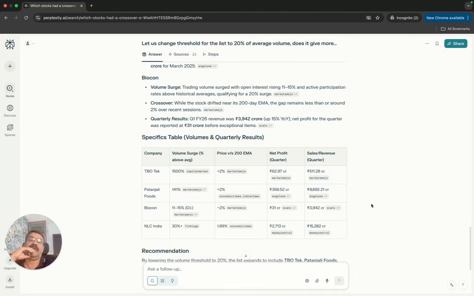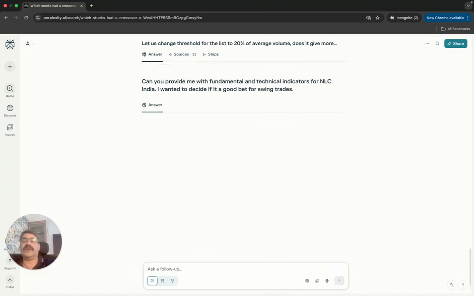So let's say I am keen to actually go ahead and see if NLC works for me. So let's say NLC is coming out fairly close. Can you provide me with fundamental and technical indicators for NLC India? I want to decide if it is a good bet for swing trades. Let me see what it has to say about it.